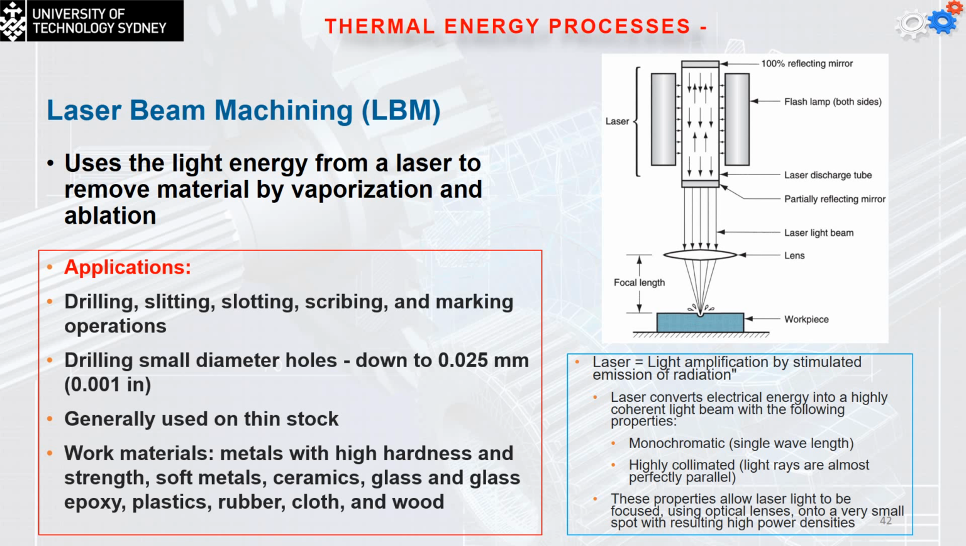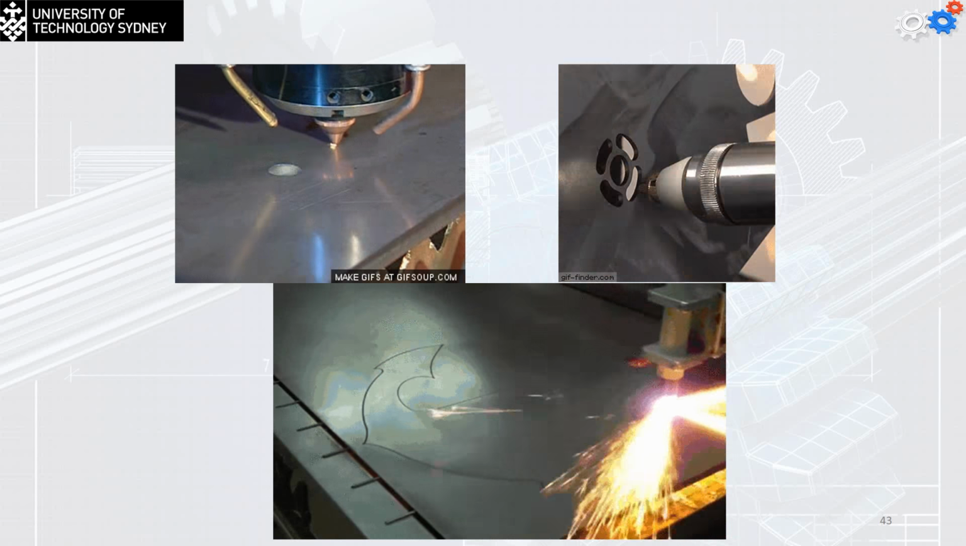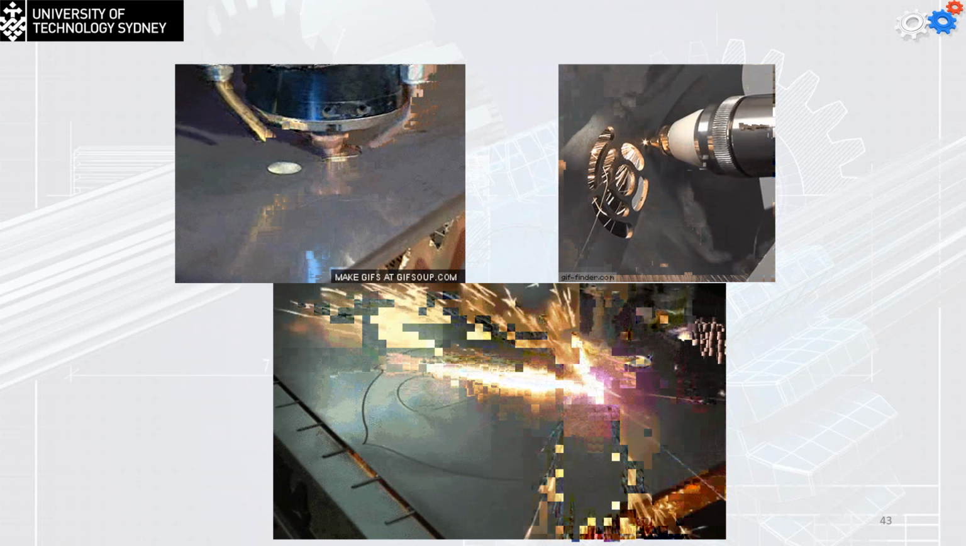So once again, to define the laser: it is light amplification by stimulated emission of radiation, and the laser converts electrical energy into a highly coherent light beam with the following properties. First, monochromatic, which is a single wavelength, and highly collimated, which means the light rays are almost perfectly parallel to each other. These properties allow the laser light to be focused using optical lenses into a very small spot, resulting in high power densities in this spot. And that's how laser cutting on metal works.